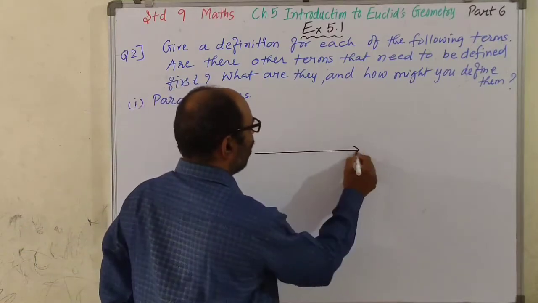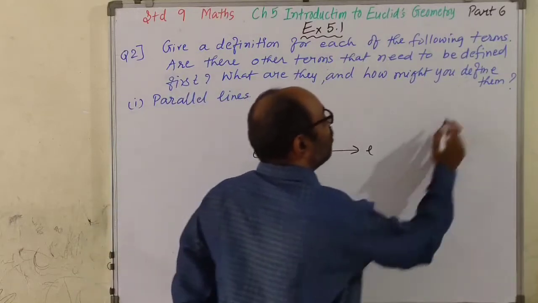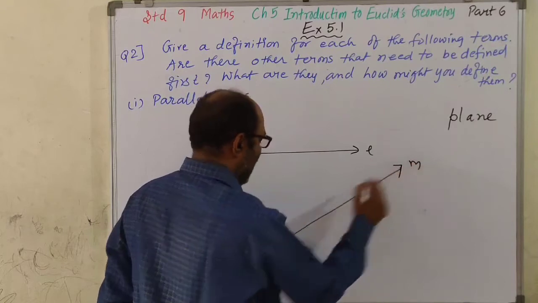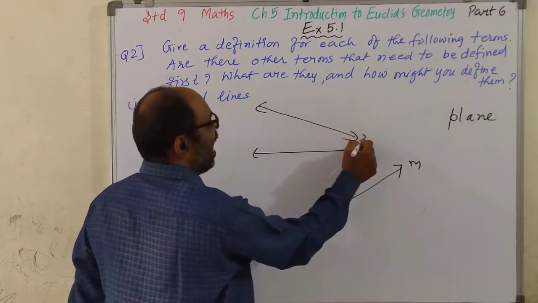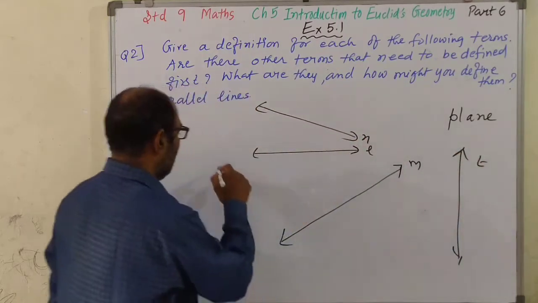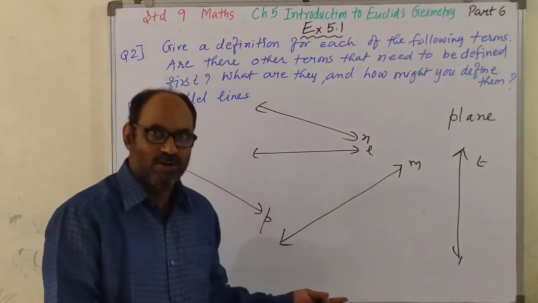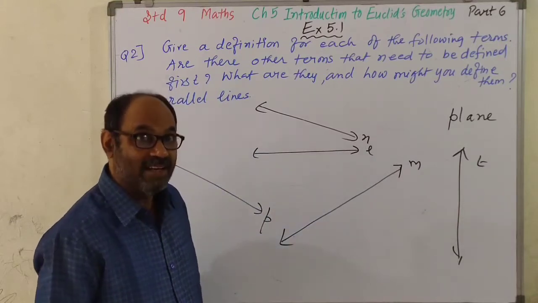See, I have drawn one line L on this board, that is one plane. ये board को एक plane कह सकते हैं. This is another line M. It is also lying on the board. This is another line N. This line is T. So 4 lines. This line is P, small p. So 5 lines are drawn, and all 5 lines lie on the same plane.